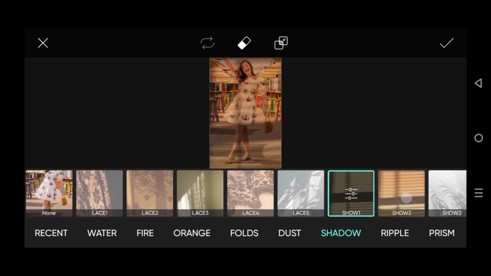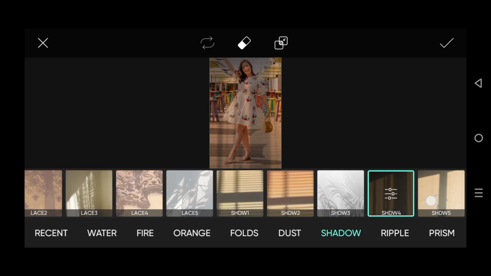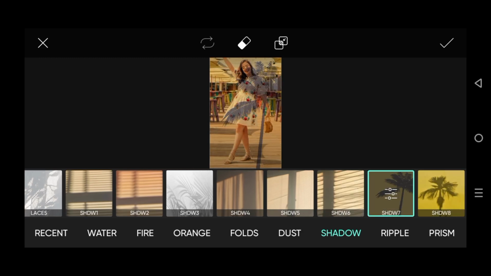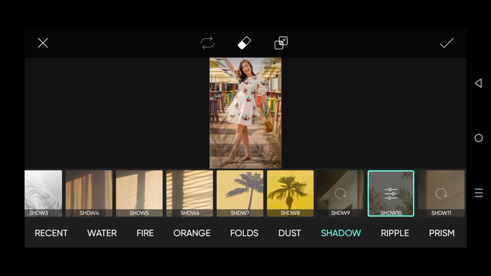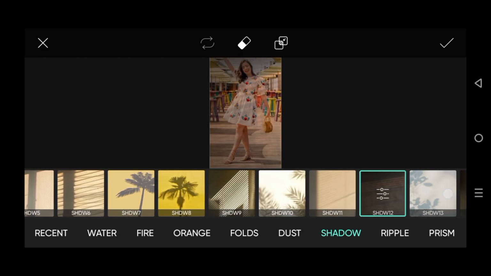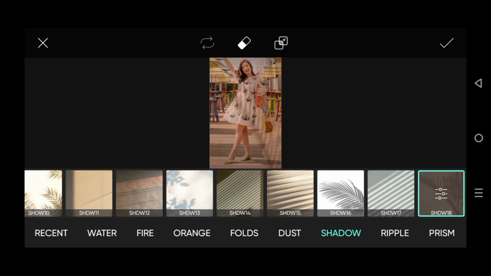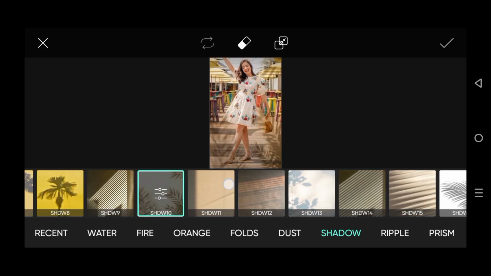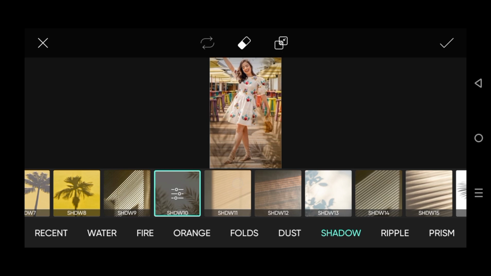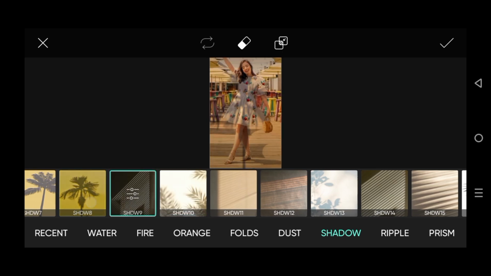last four, five, six, shadow one, shadow two, shadow three, shadow five, six, shadow seven, shadow eight, shadow nine, and 10, and 11, and 12, and 13, and 14, and 15, 16, and 18. So guys, I have to choose that shadow 10 option for the pictures.